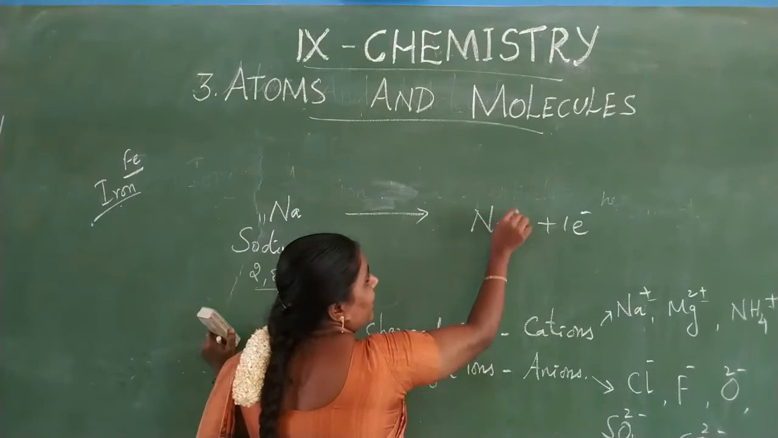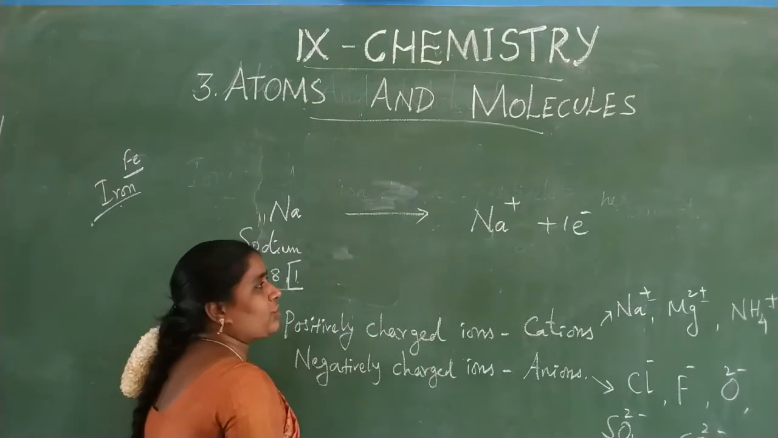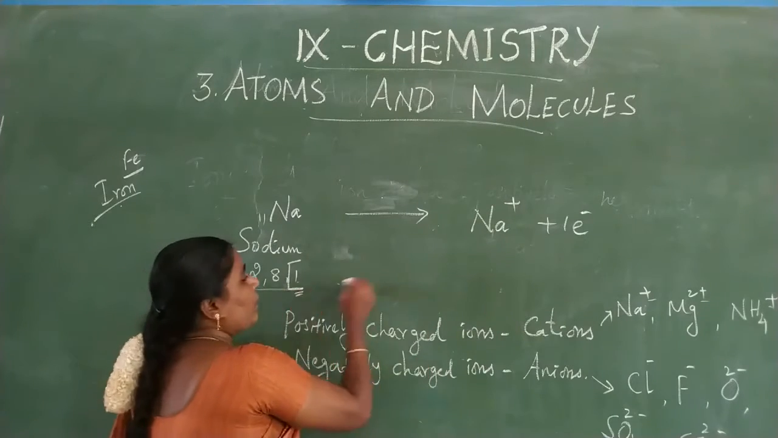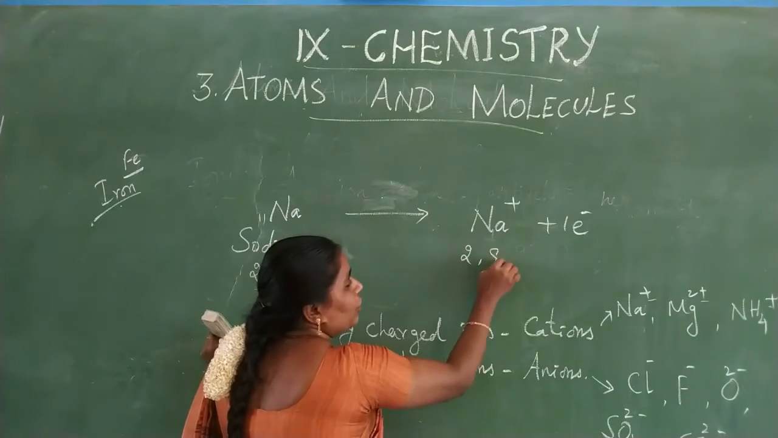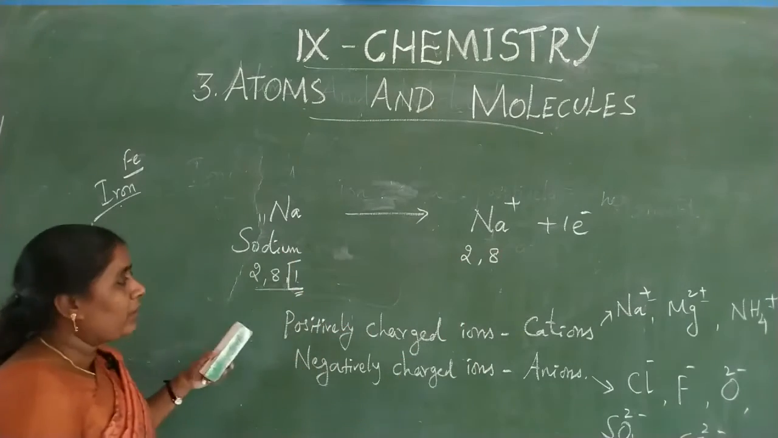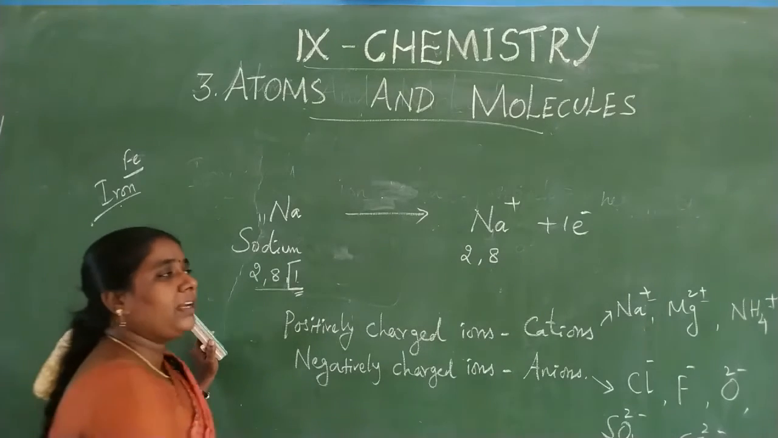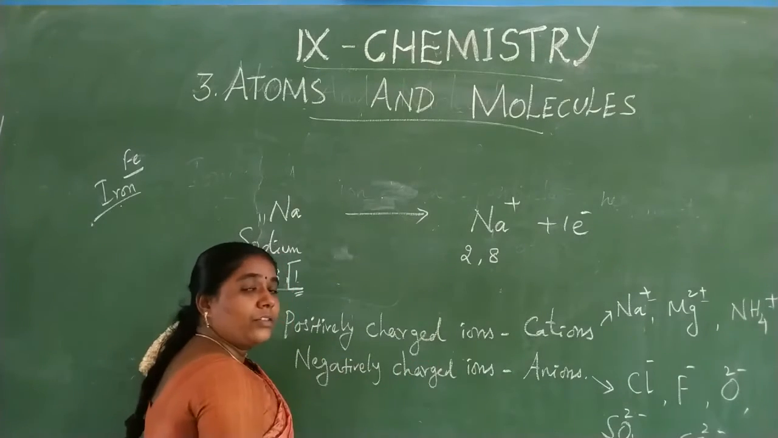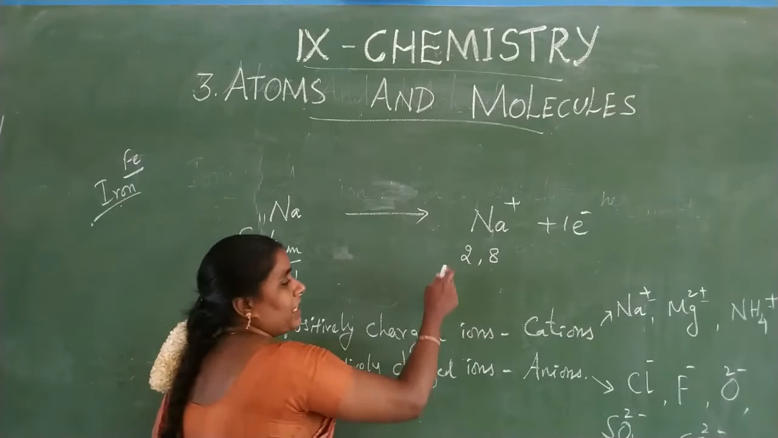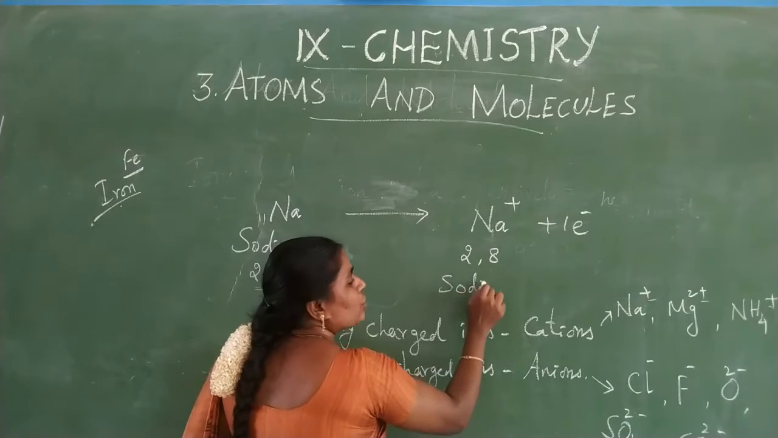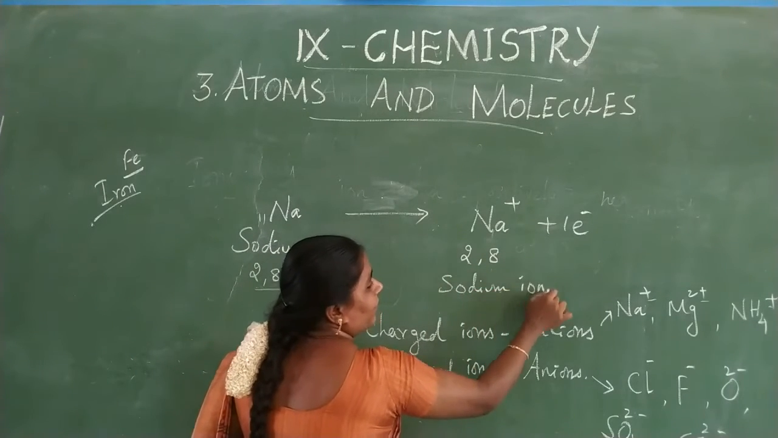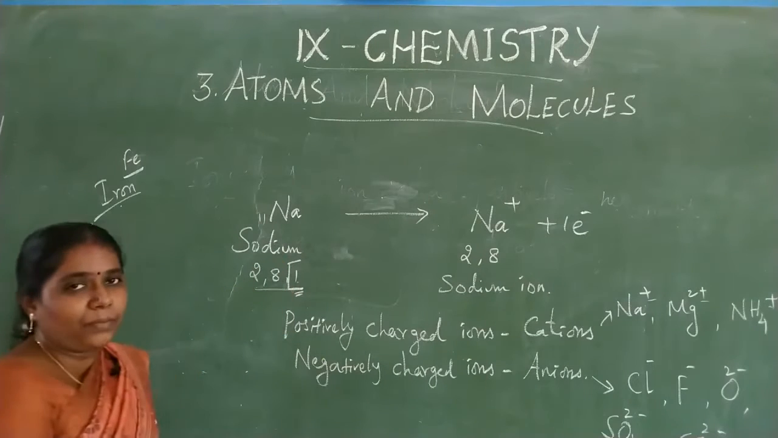Loss of an electron will give a charge to the atom. Now it will lose one electron, so it has only 2 and 8. Totally it has 11 electrons, one electron it will lose, and totally it has 10 electrons after the reaction. This is called a sodium ion.